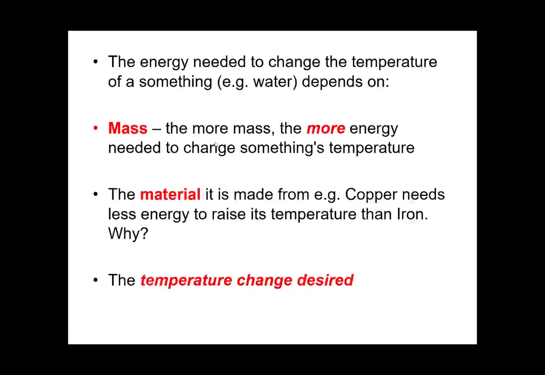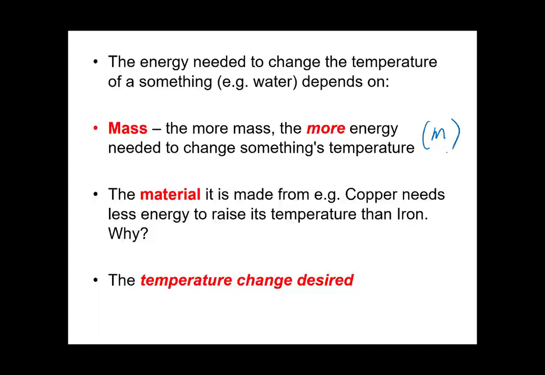And then the question is why? And the answer comes down to this. The energy needed to change the temperature of something depends on three factors. The first one is its mass. So the more mass there is, the more energy you're going to need to change the temperature. So that's why if you have more water, it's going to take more energy to change its temperature. The symbol that we use for mass is m.